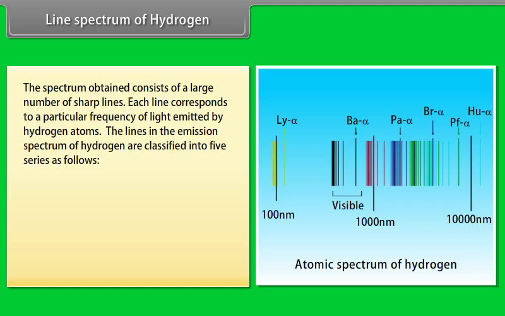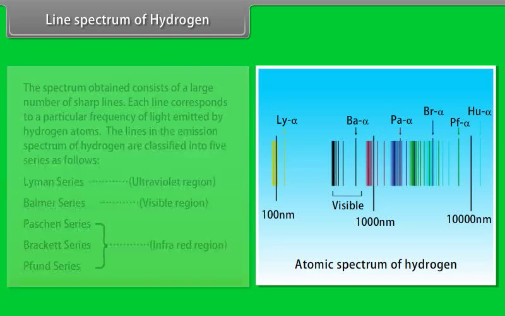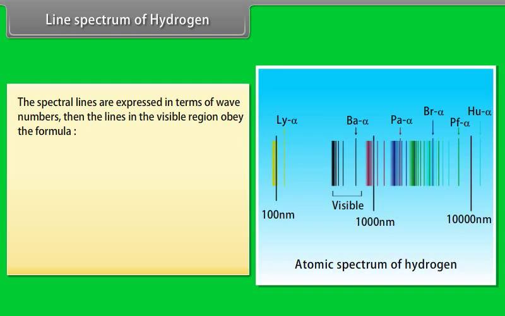The lines in the emission spectrum of hydrogen are classified into 5 series as follows. Lyman series. It is in ultraviolet region. Balmer series. It is in visible region. Paschen series, Brackett series and Pfund series. These are in infrared region. The spectral lines are expressed in terms of wave numbers.